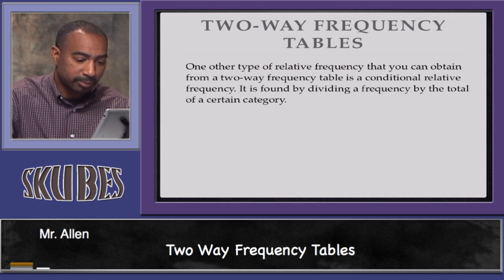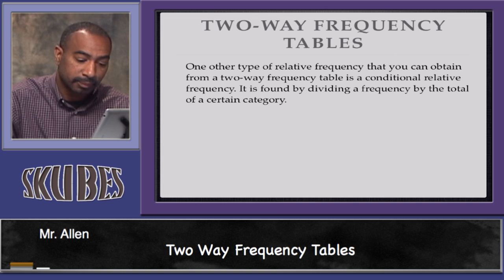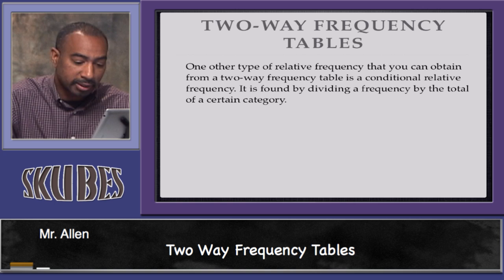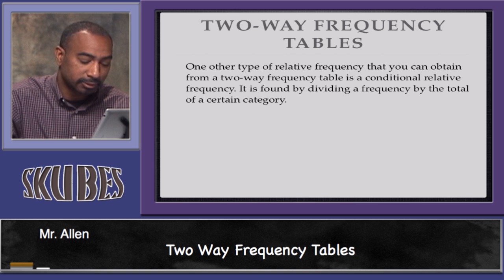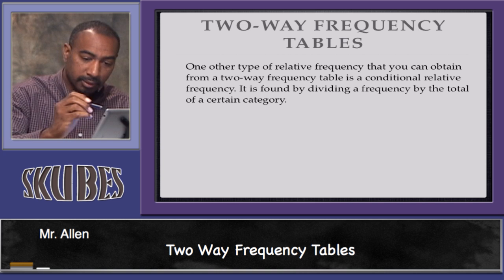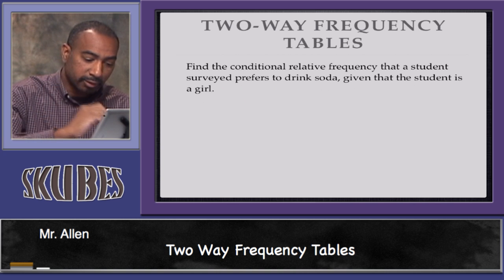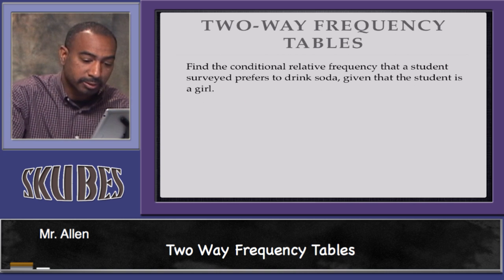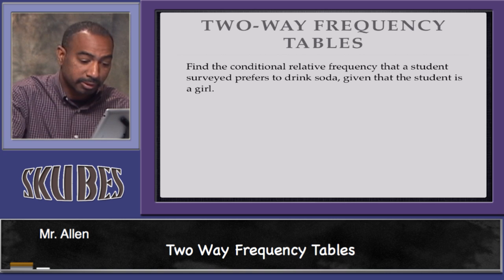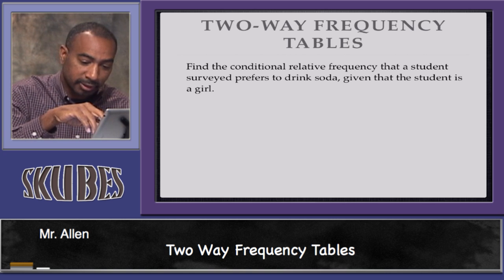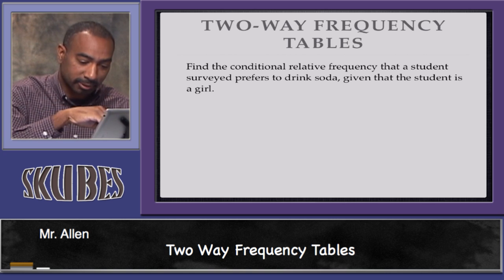All right, one other type of relative frequency that you can obtain from a two-way frequency table is the conditional relative frequency. It is found by dividing a frequency by the total of a certain category. Find the conditional relative frequency that a student surveyed prefers to drink soda, given that the student is a girl.